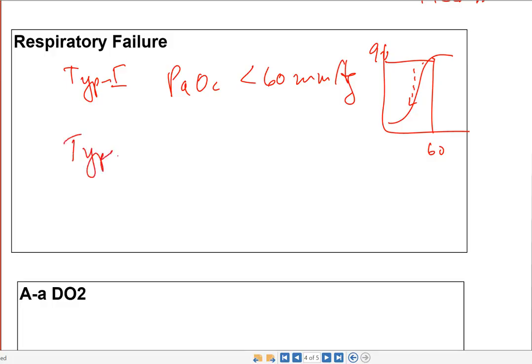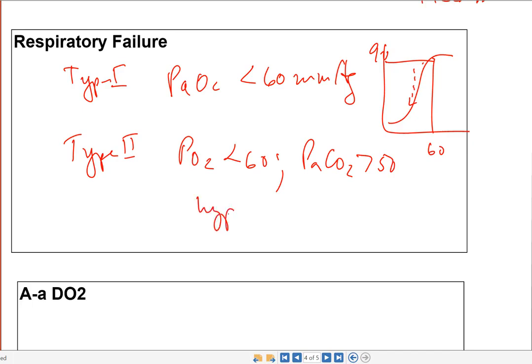Type 2 refers to a PO2 of less than 60 with a PCO2 of greater than 50. And of course, what this tells you is there is failure with associated hypoventilation.